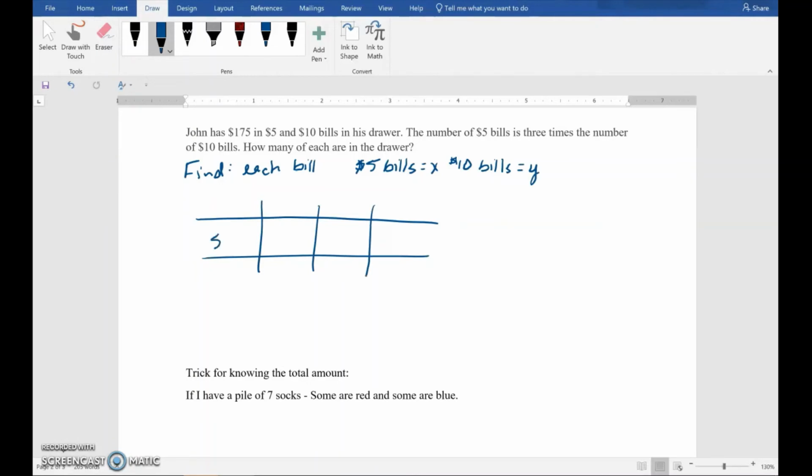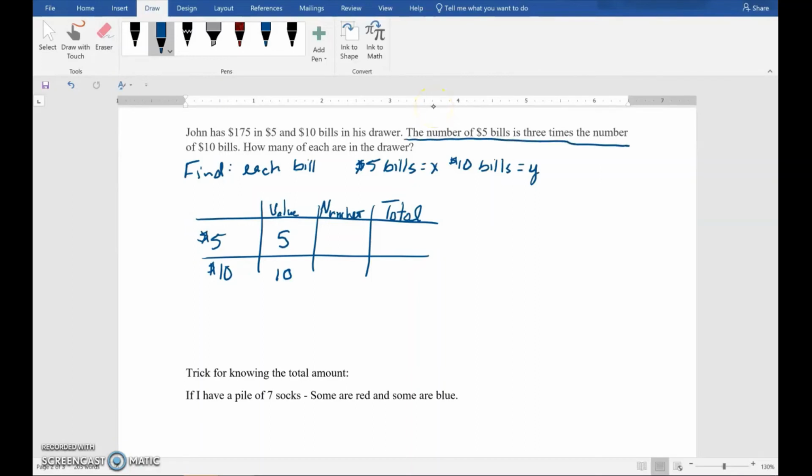And so we've got $5 bills and $10 bills. We're going to do value, number, and total. So what's the value that will go in the value column for $5 bills? Well, it's worth $5. What's the value that's going to go in the value column for the $10 bill? Well, it's worth $10. Okay, so now we've got this whole number thing. We're not really sure of the number, they don't tell us, but they give us some more information.